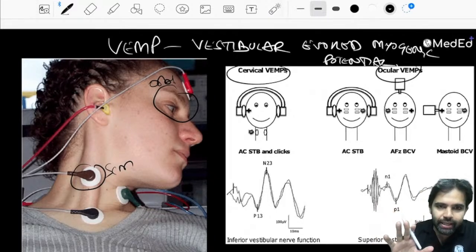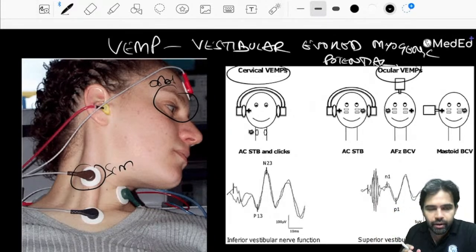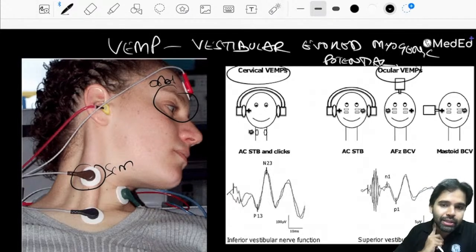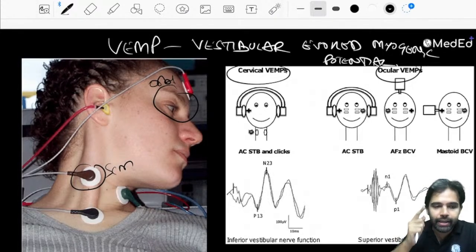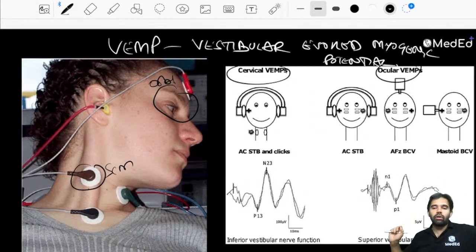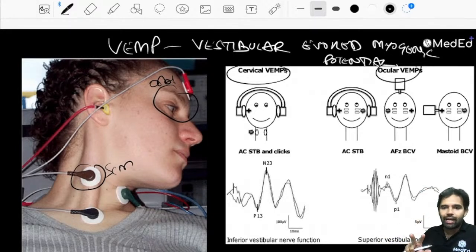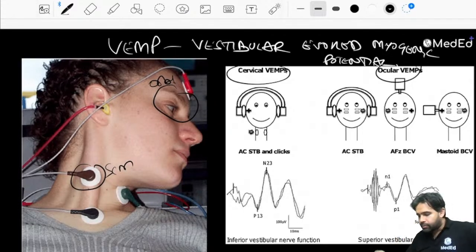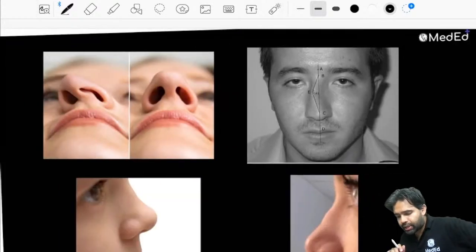You don't need to go into that detail, but if you see an adult with electrodes on the sternocleidomastoid or around the eye, you can tell that they are doing VEMP, which is vestibular evoked myogenic potential, which in Greek and Latin basically means you are evoking the balance system and looking for the muscle contraction. And this is a new thing, so that's why it can be asked.